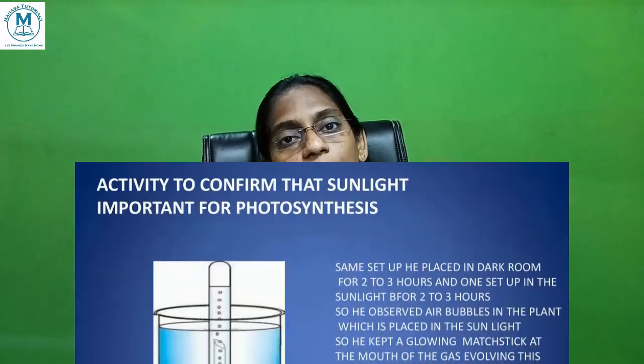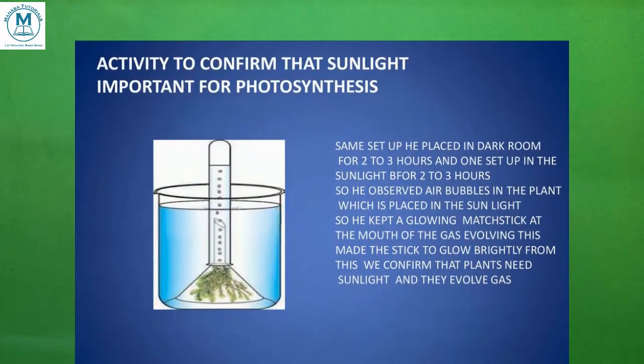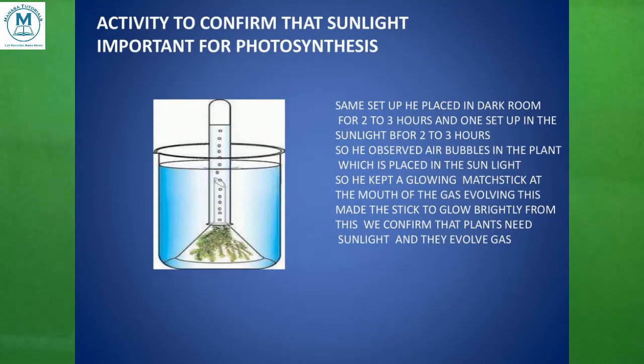So when you observe these air bubbles in the test tube which is placed in the sunlight, we need to invert that test tube and light a matchstick and place it near the mouth of the test tube. So when you are placing it near the mouth of the test tube, what happens? As oxygen is present in the test tube, the flame of the matchstick will glow brighter. So with this we can prove that oxygen is evolved.